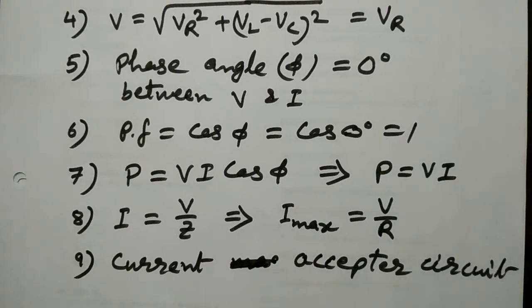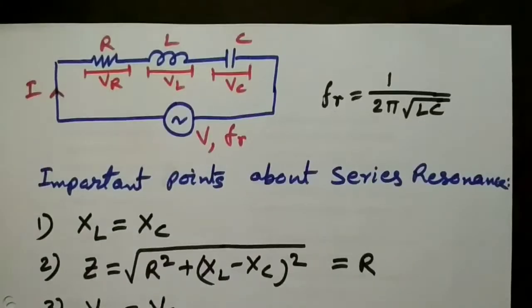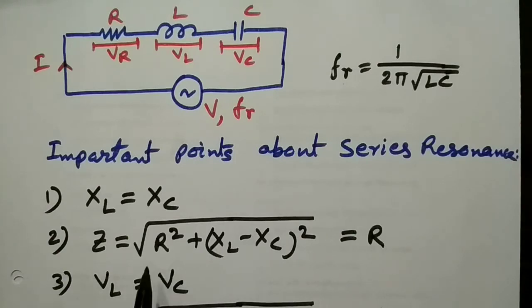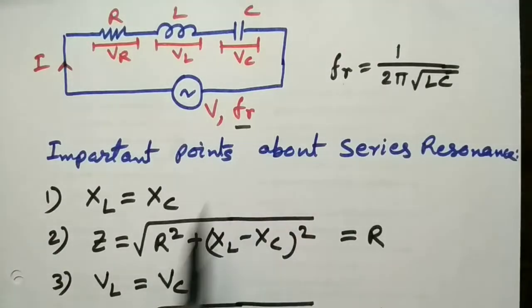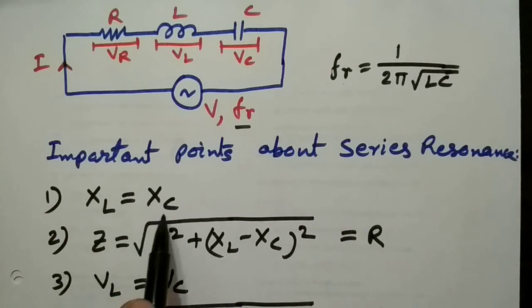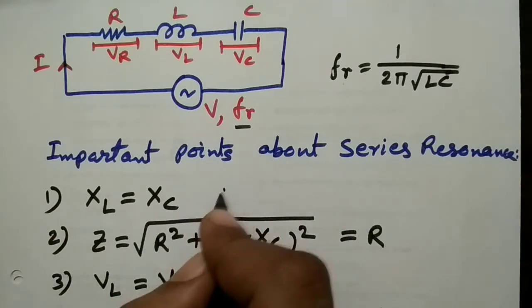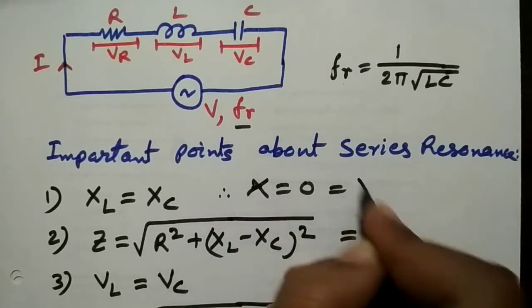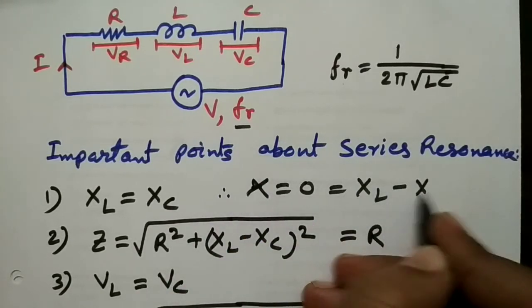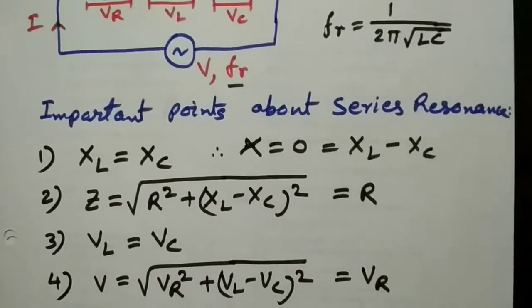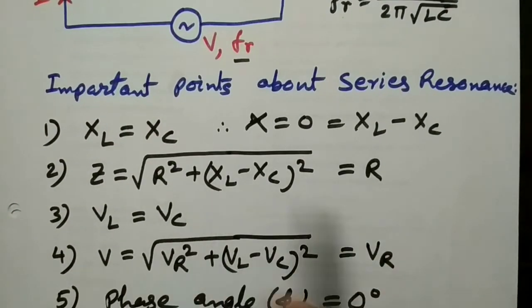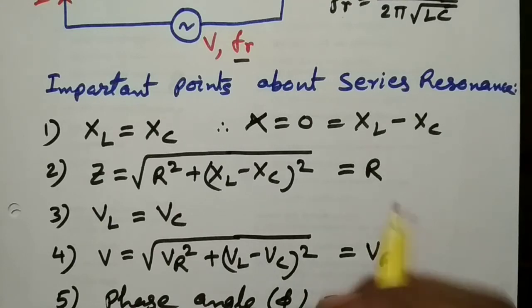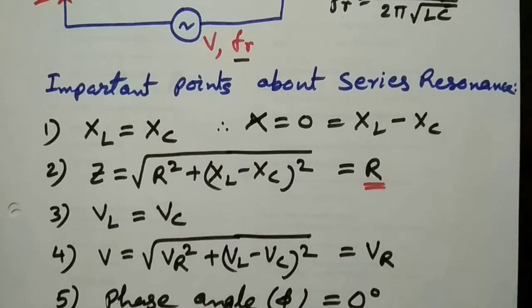Or simply acceptor circuit. So if we summarize this, in an RLC series circuit at resonant frequency, the inductive reactance will be equal to the capacitive reactance. Therefore, the net reactance will be equal to 0, that is XL minus XC. And as the net reactance is 0, the impedance will be minimum and equal to R.